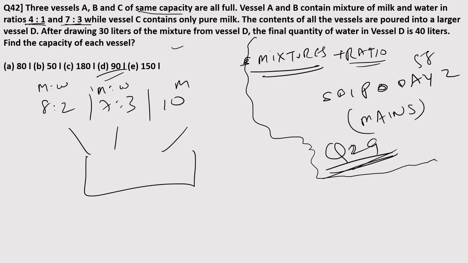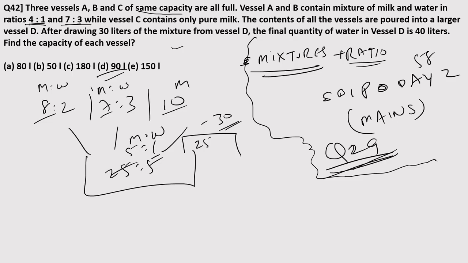Okay, so in the larger container milk has to be 8 plus 7, 15, plus 10, 25. Water has to be 5. So the ratio has to be 5 is to 1. This is milk, this is water. Now from here I am removing 30 liters. Those 30 liters will remove what ratio? In ratio 5 is to 1. So 25 milk and 5 is water.